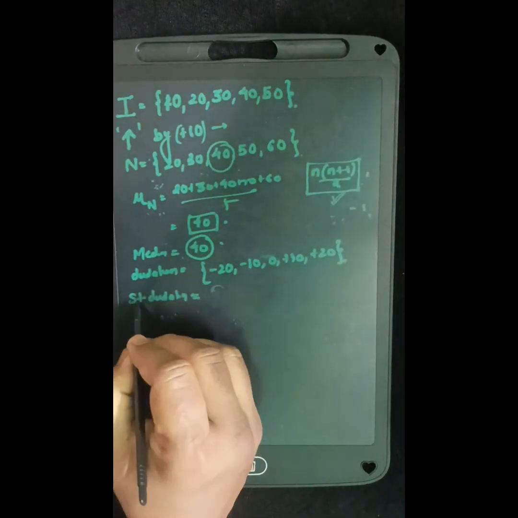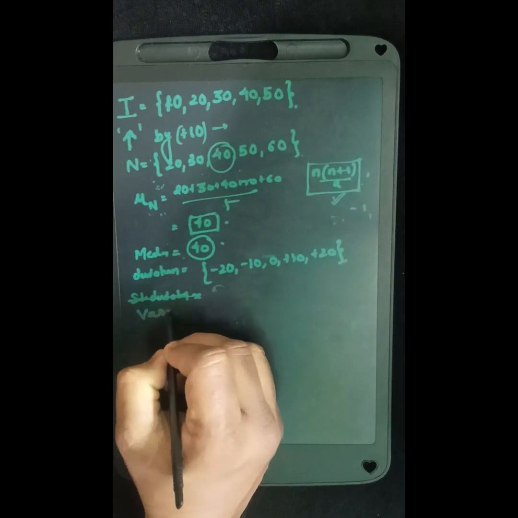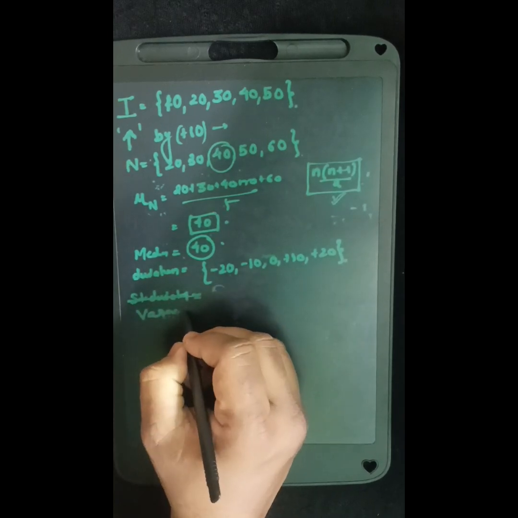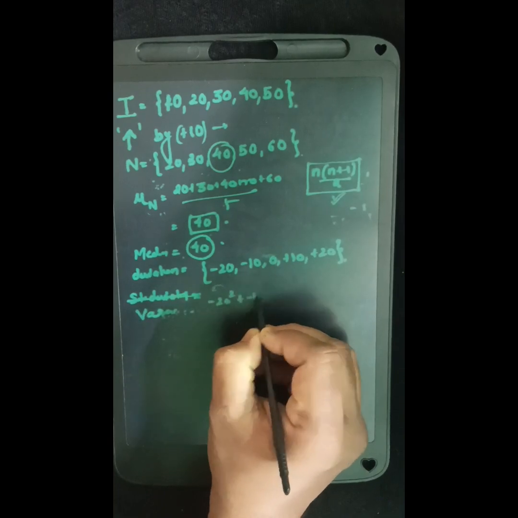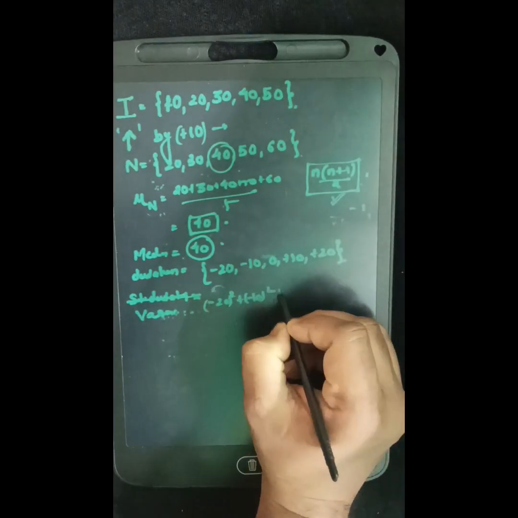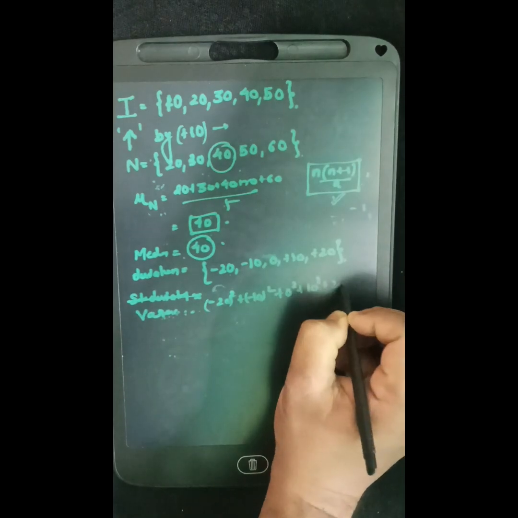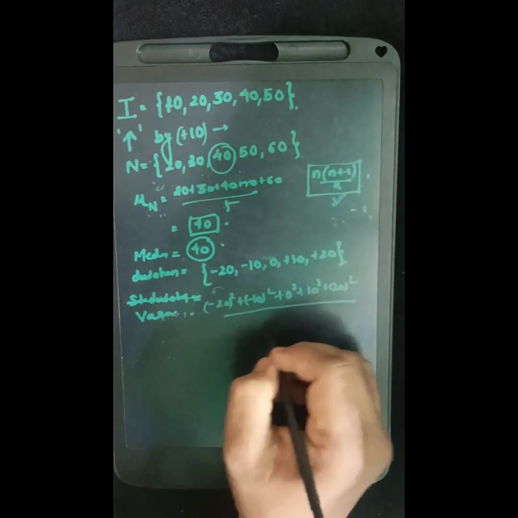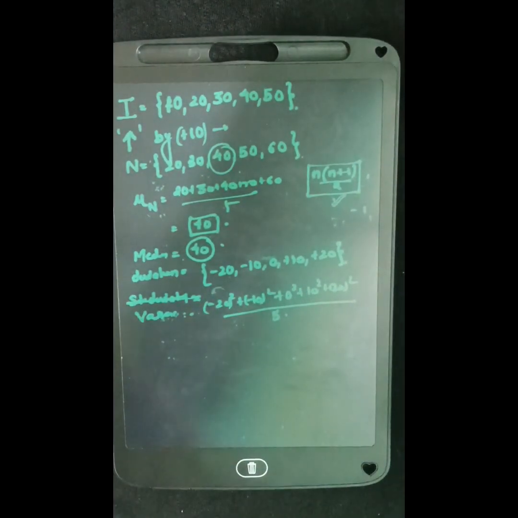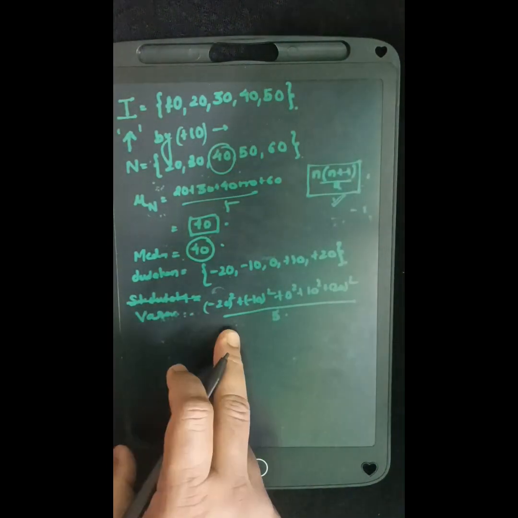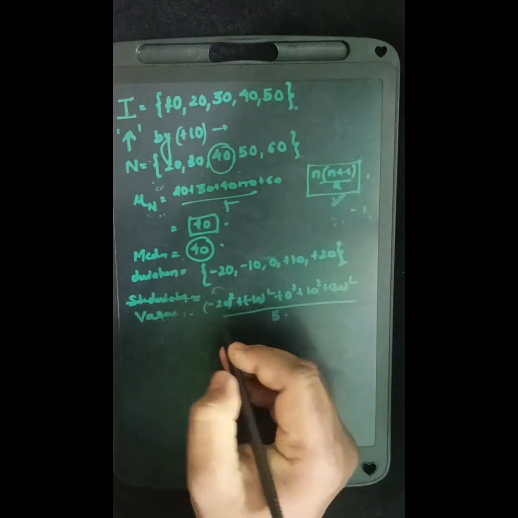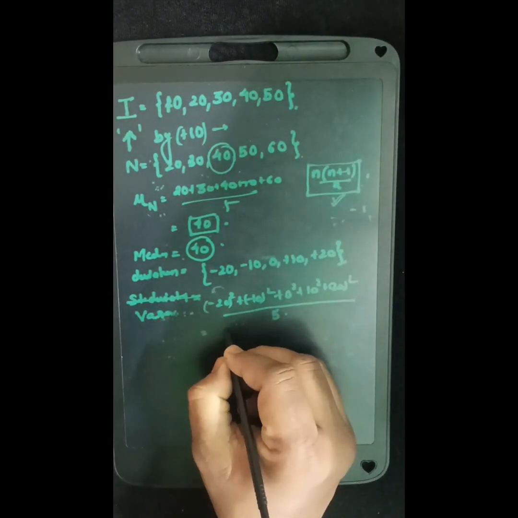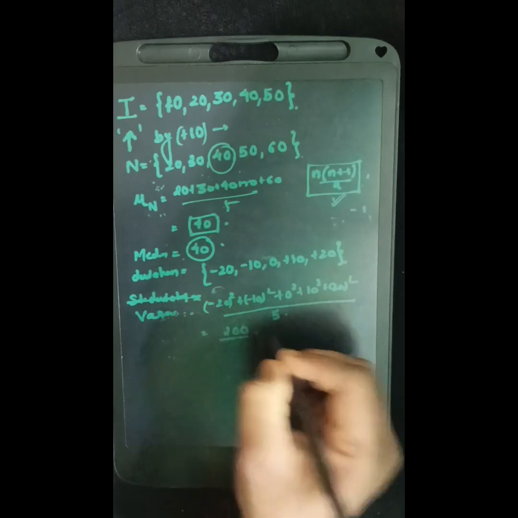Sorry, after deviation we go to the variance part. So how do we calculate the variance? The variance would be minus 20 square plus minus 10 square plus 0 square plus 10 square plus 20 square, divided by 5. We have done this previously for the initial values. These were also the deviations for the previous data set, so this figure is known to us. This would be 200 only.